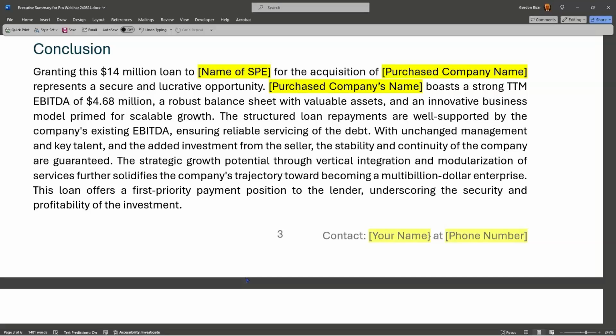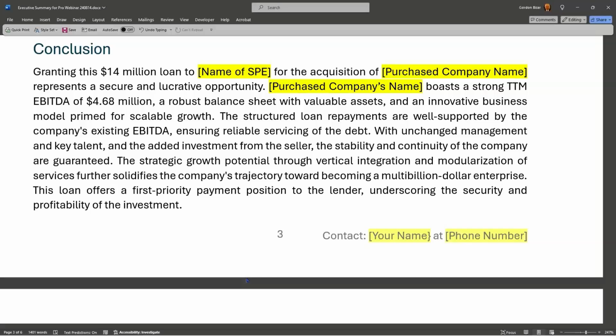A robust balance sheet. Well, it's robust in the sense that it's got all assets and no liabilities on it. It's not near as much as it's being loaned, but it's still a great balance sheet with real assets in a building and equipment, all of which are great equipment, state of the art, well maintained, everything that you want to see on a balance sheet, with valuable assets and an innovative business model primed for scalable growth. The structured loan repayments are well supported by the company's existing EBITDA. That existing EBITDA with no growth can pay it off, ensuring reliable servicing of the debt. With unchanged management staying, and key talent staying, and the added investment from the seller.